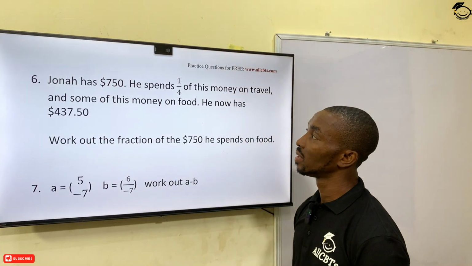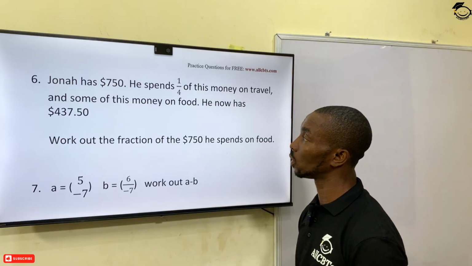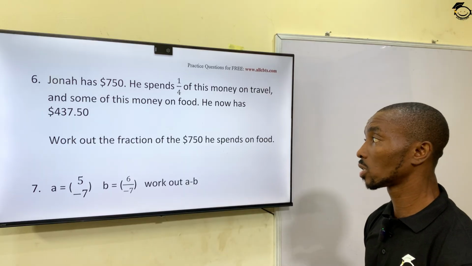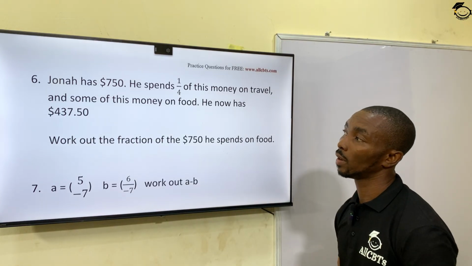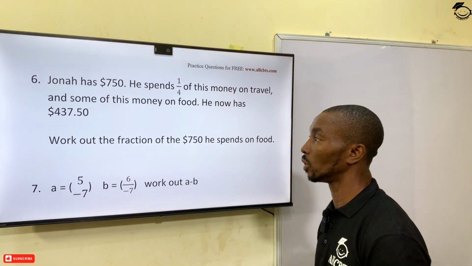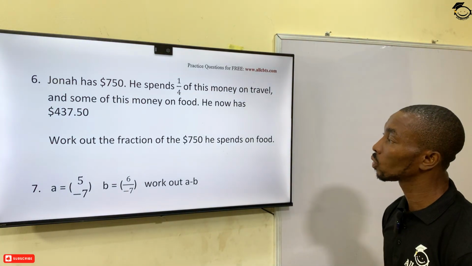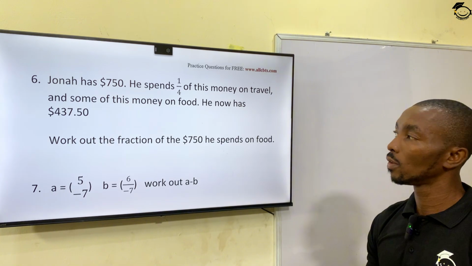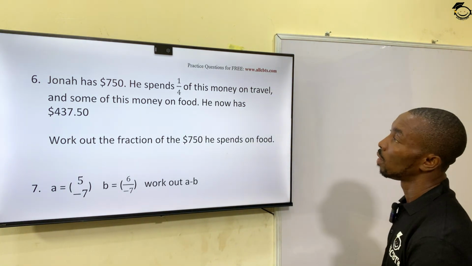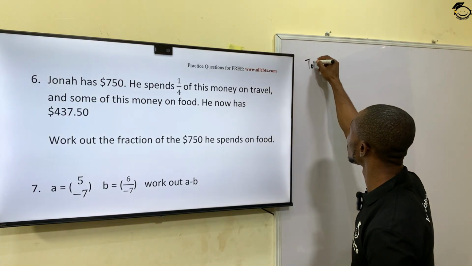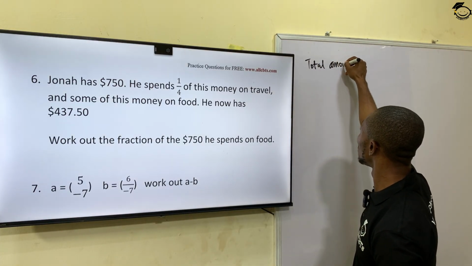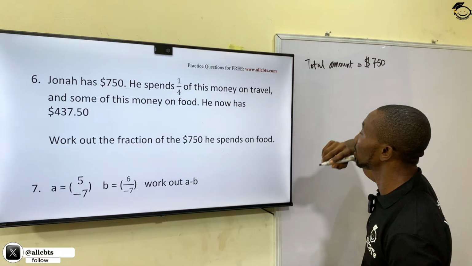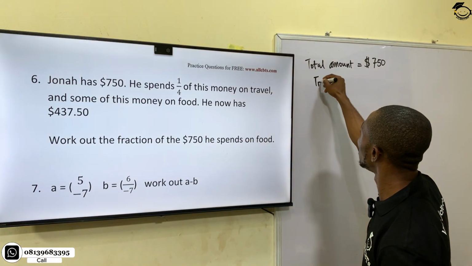Jonah has $750. He spends 1/4 of his money on travel and some of this money on food. He now has $437.50. Work out the fraction of the $750 he spends on food. Now, from our first statement, the total amount is 750.